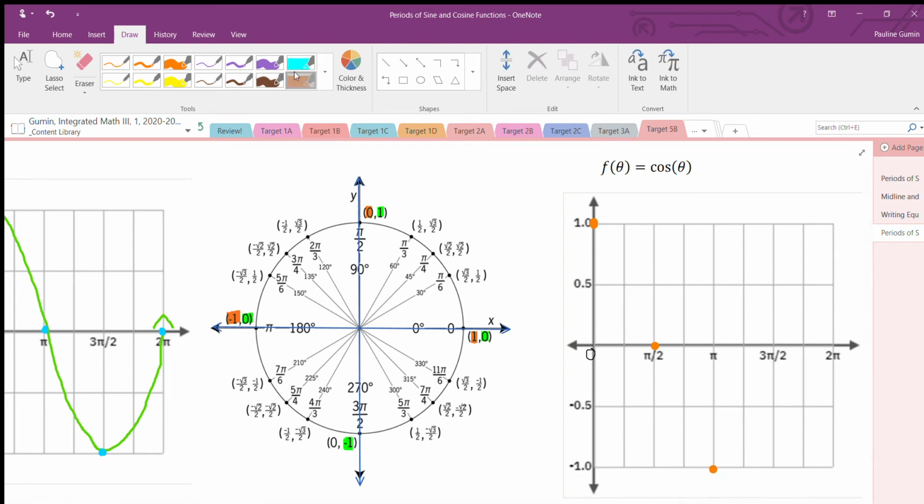At 3 pi over 2, 0. And at 2 pi, we're back over here at 1.